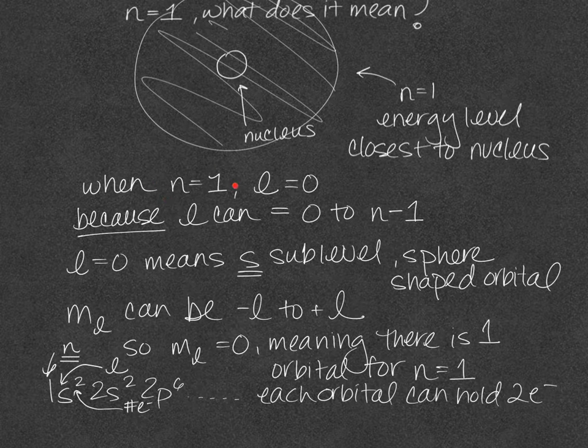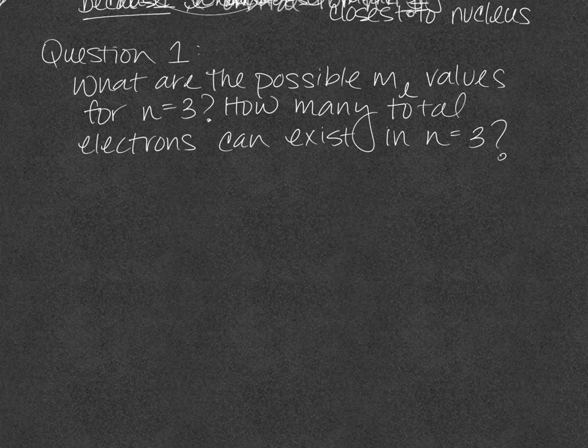So n gives you the energy level, how close to the nucleus. L gives you the number of sublevels and the type of sublevel. And m sub L gives you the number of orbitals. All right, I want you to read this question, pause the video, and then try it by yourself. And then resume to check your answers.